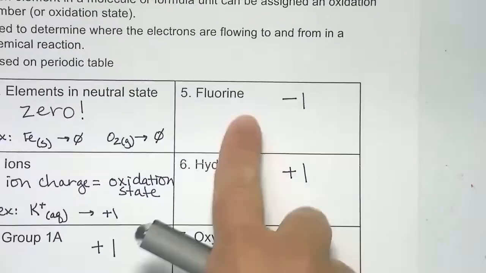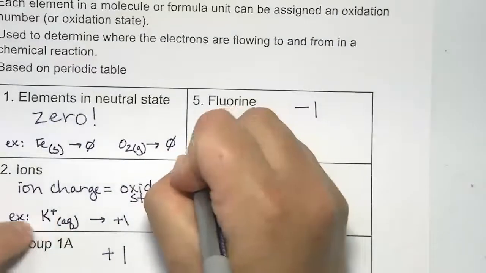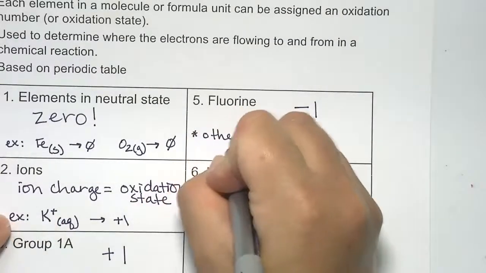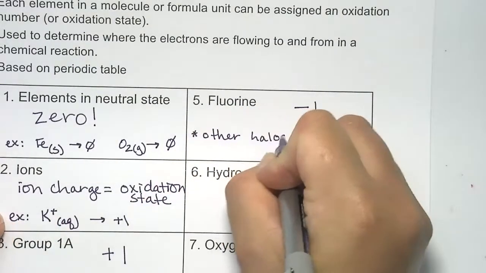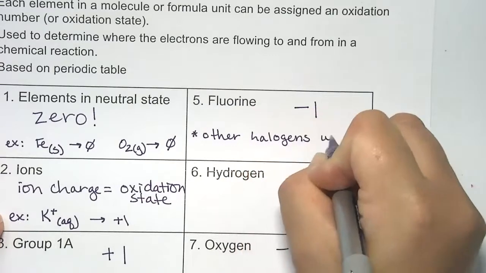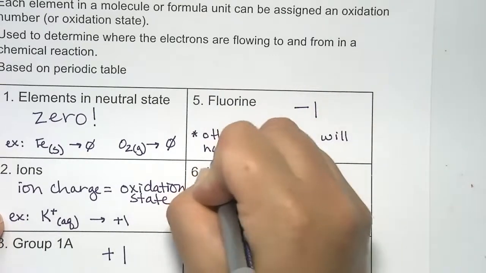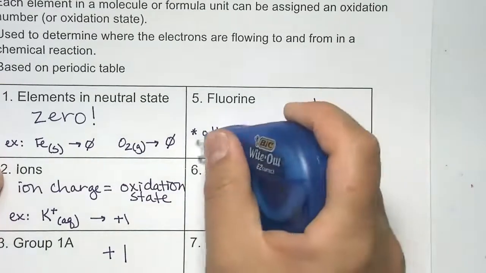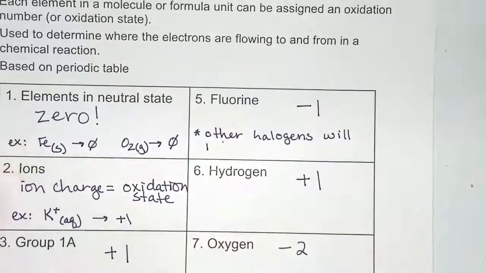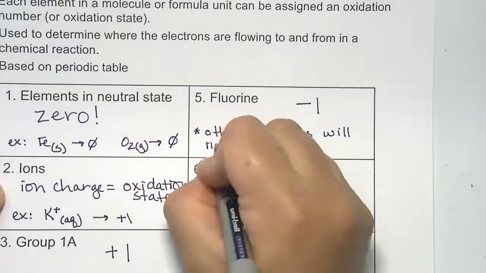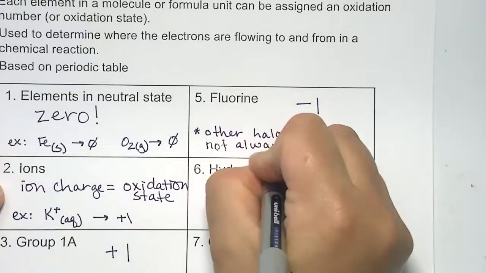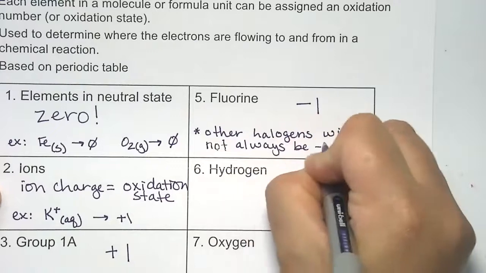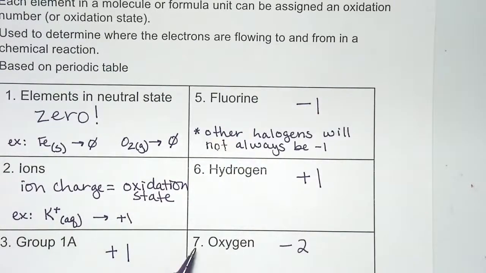Okay, fluorine. But we should put a note. Other halogens will not always be -1. So they can be, but not always. It depends on what they're paired up with, okay?